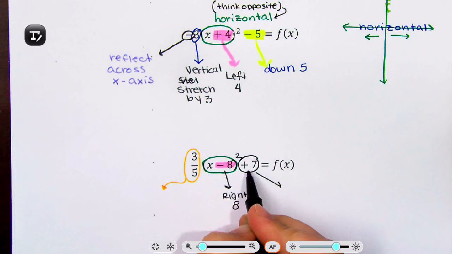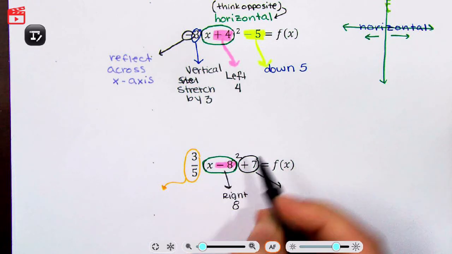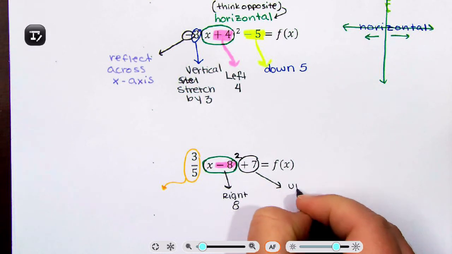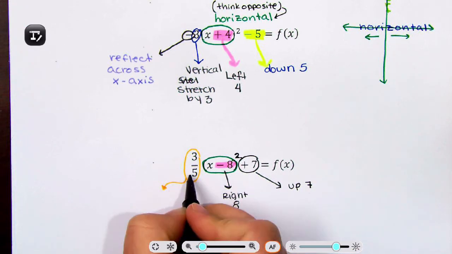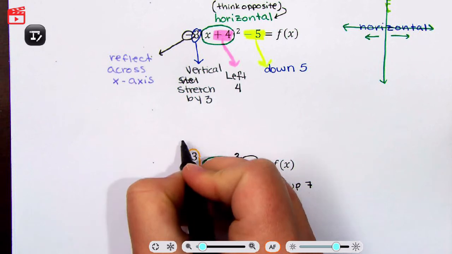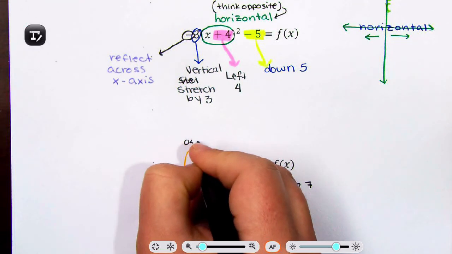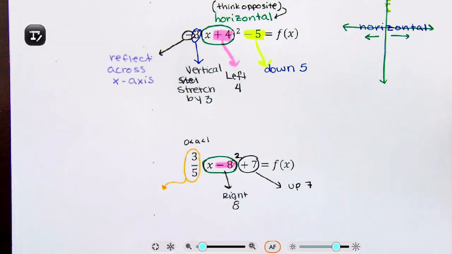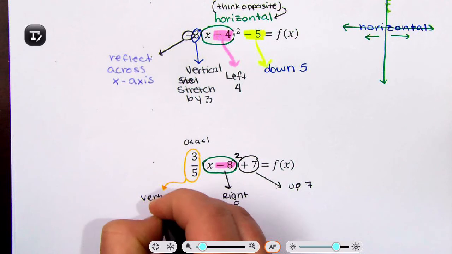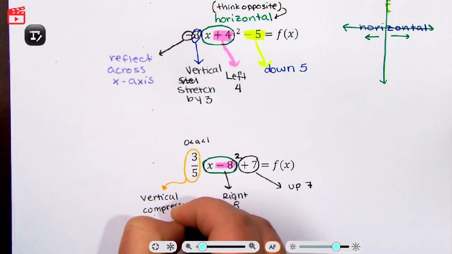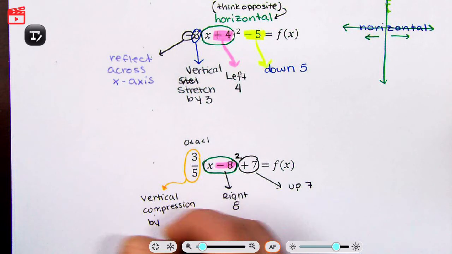This one here is a +7. It is not inside the function. It is outside. So therefore, we are going up 7. And notice that this is a fraction. Taking the absolute value of it, this fraction is between 0 and 1. That means there is a vertical compression by the factor of 3/5.